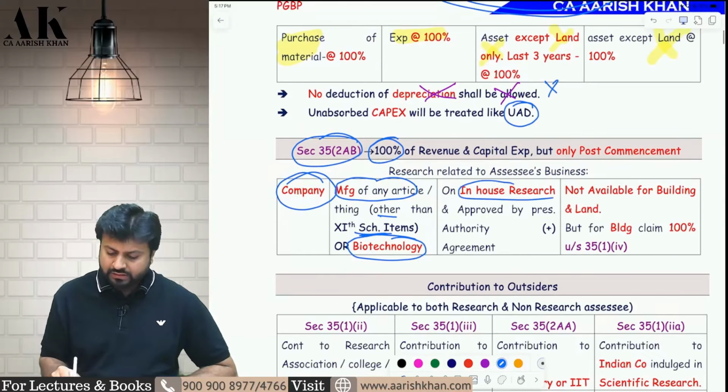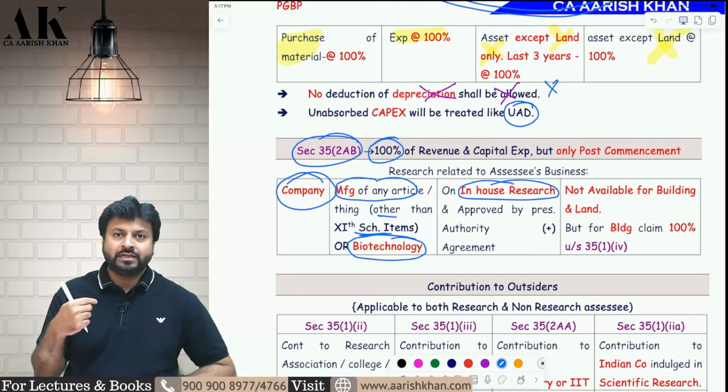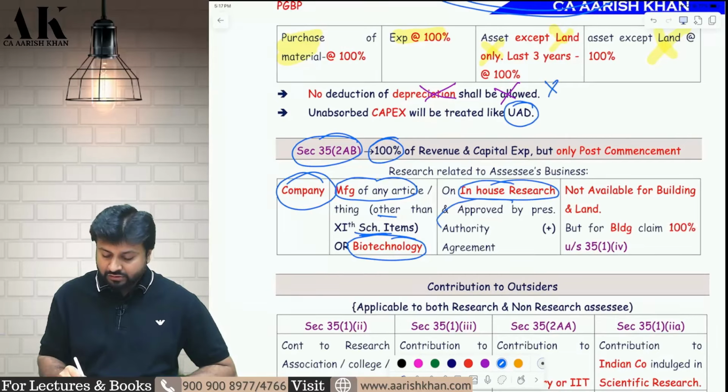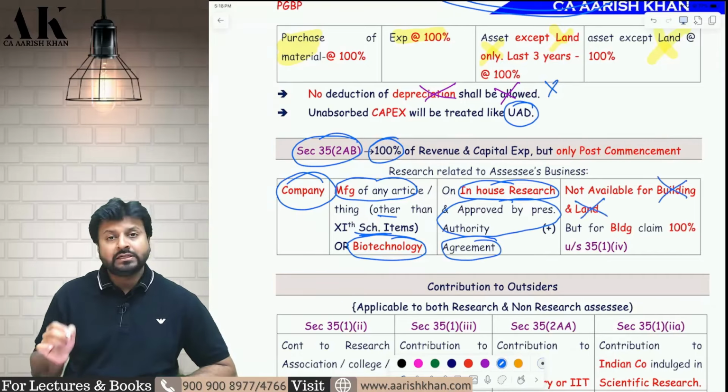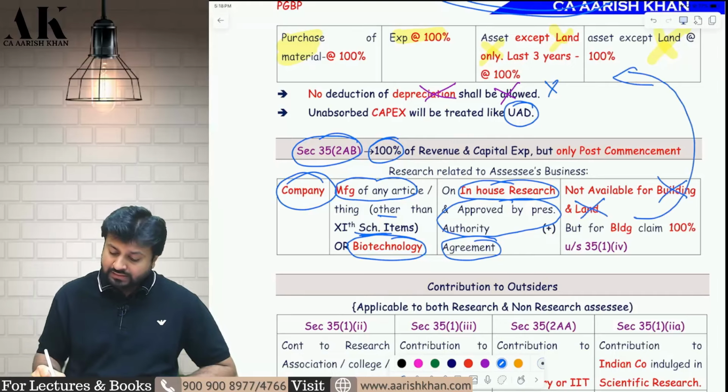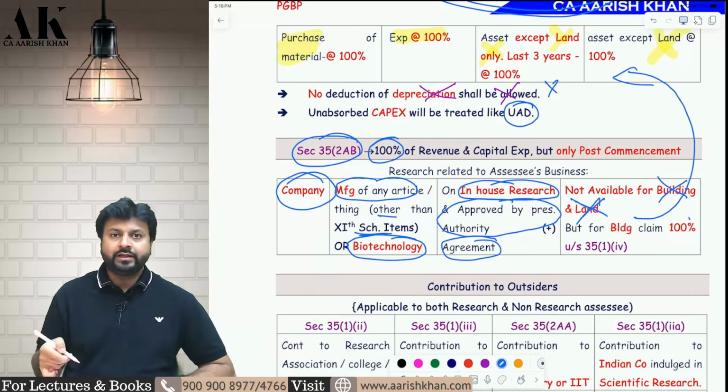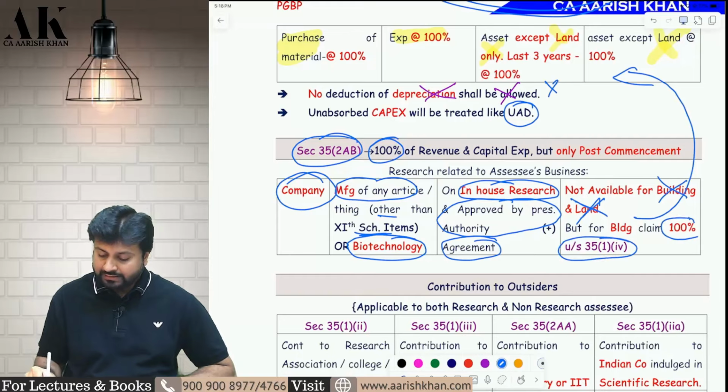Plus, you should do in-house research. You should not outsource the research to anybody else. You should do research yourself. Plus, the research should be approved by the prescribed authority. There has to be an agreement with the central government. Plus, this section does not give you deduction for building and land. For building, you can go to the previous section. Land, unfortunately, is not allowed. For building, you can go to previous section 35(1)(iv) and claim 100% deduction.